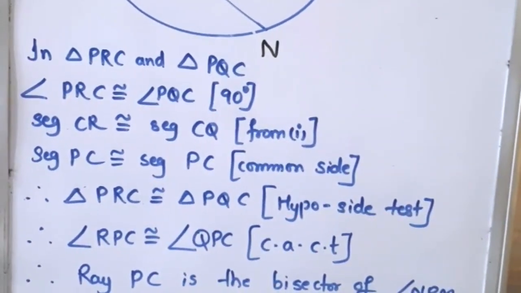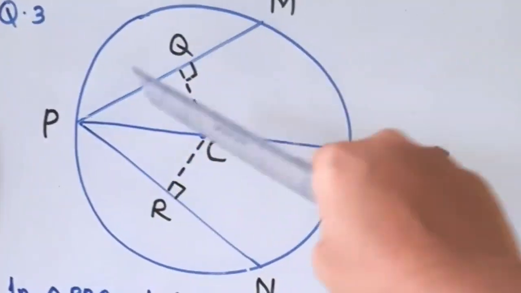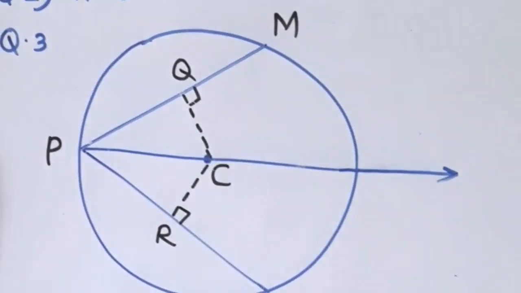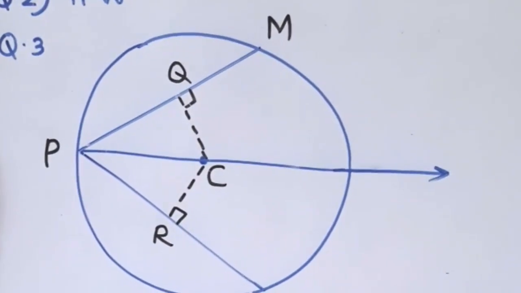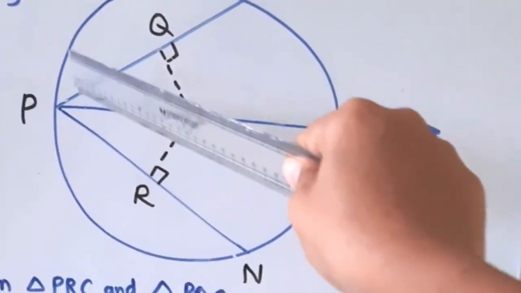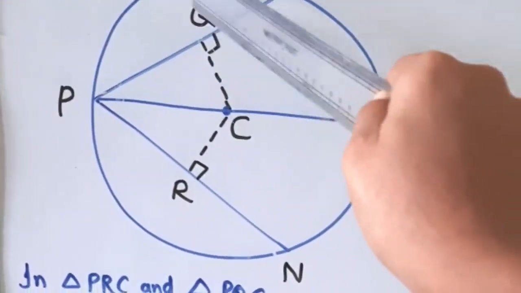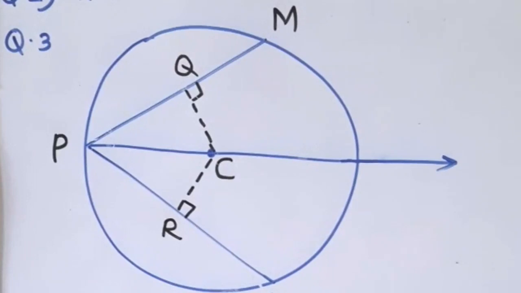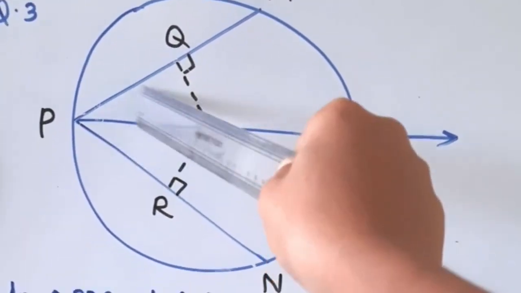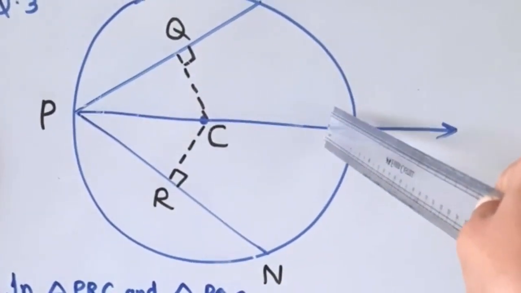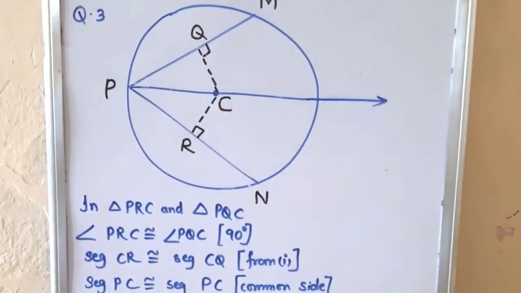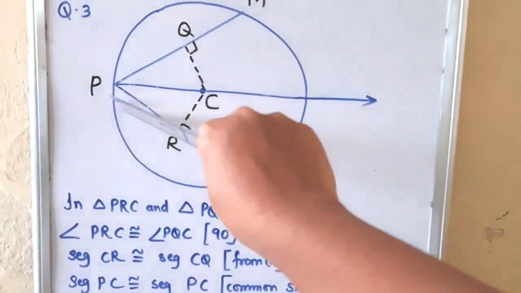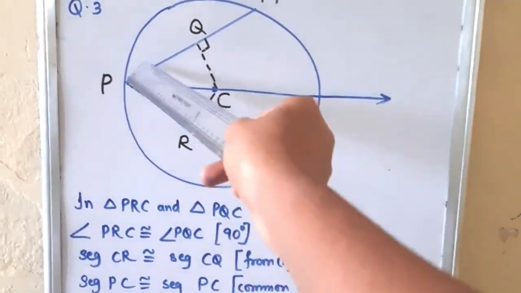Now what we will do here is we will prove that these 2 triangles are congruent to each other. If these 2 triangles are congruent to each other by using a test, then we can say that corresponding angles QPC and RPC are also congruent to each other. If those 2 angles are congruent to each other, then we can say that this PC is the angle bisector of angle NPM. So we are taking triangle PRC, this triangle, and triangle PQC, this triangle.